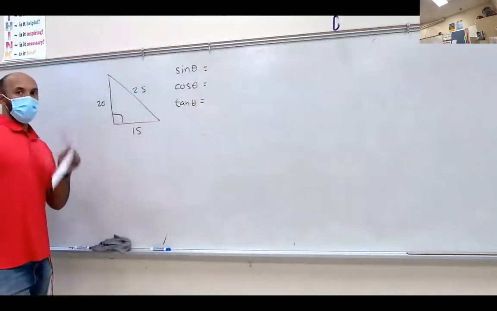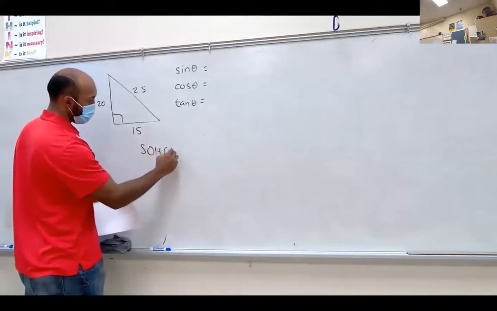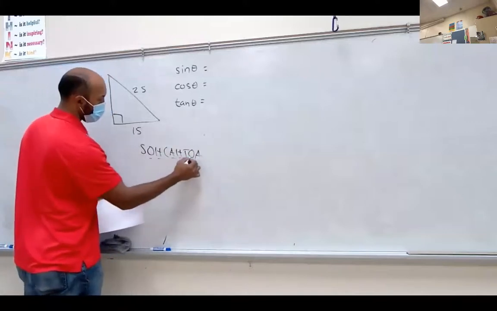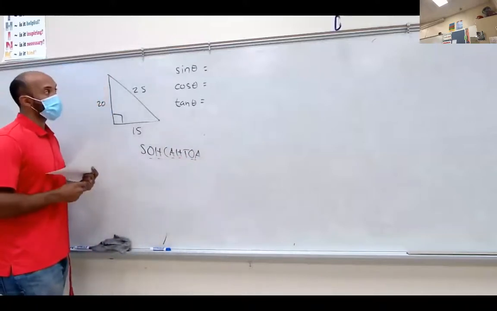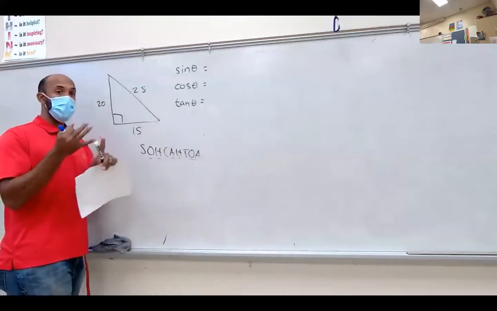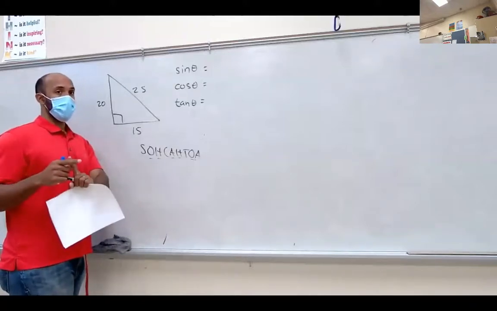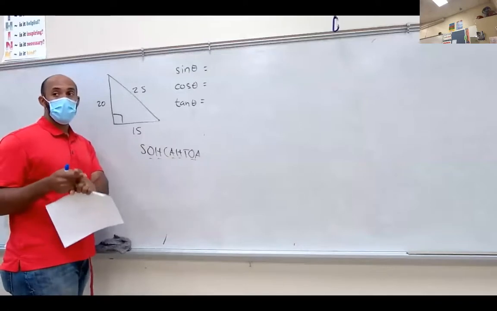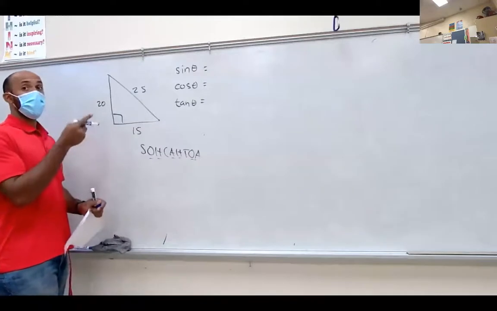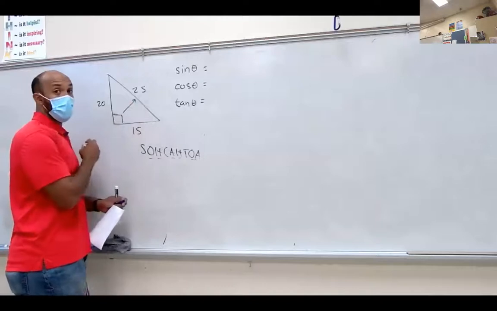All right, so first, let me write this up here, kind of help us remember what side goes to what. Now, before I set those up, we've got to remember what is what when it comes to opposite side and adjacent side and hypotenuse. So let's start with the hypotenuse. This hypotenuse will always be across from what angle? From the 90-degree angle. So boom, there's your hypotenuse.